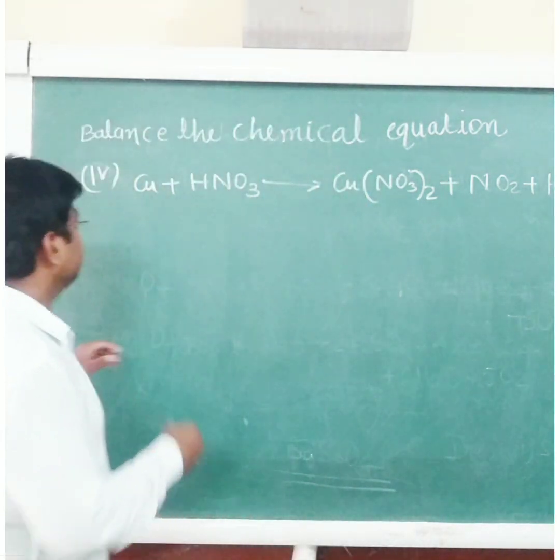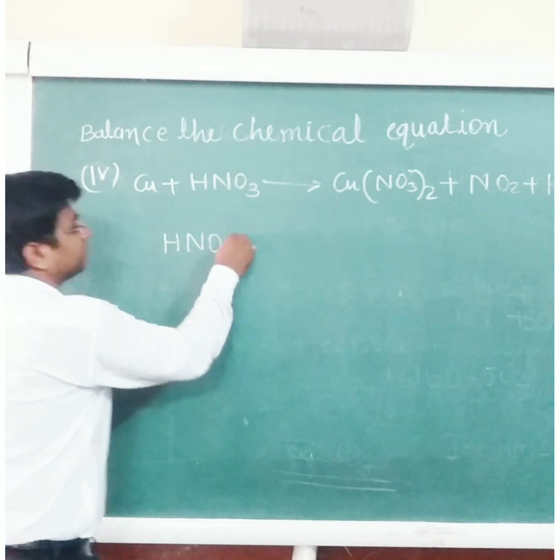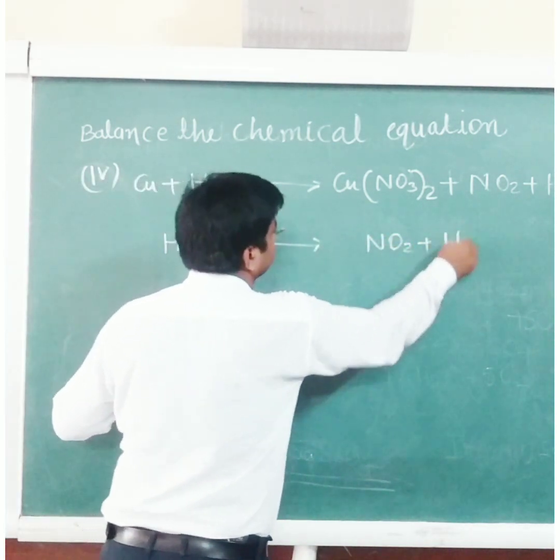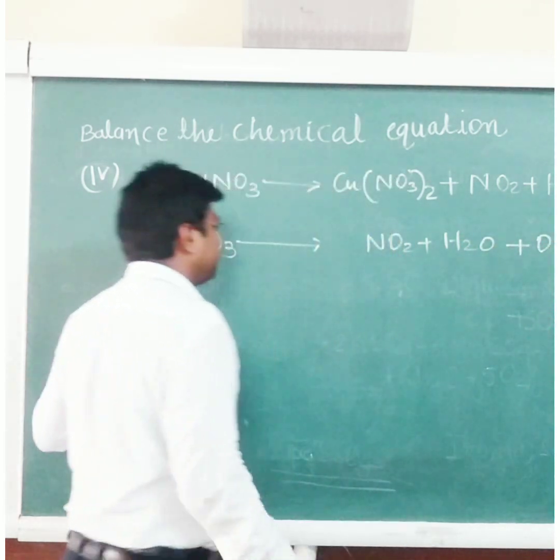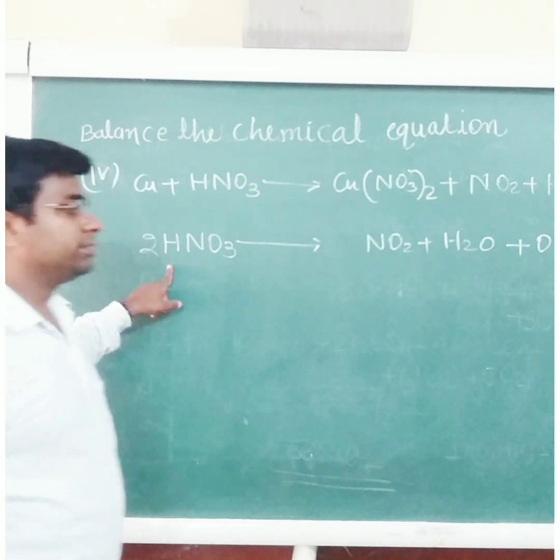Alright, like this. HNO3 is a reagent, an oxidizing agent. It will change into NO2 plus H2O plus O. So everything is balanced by multiplying. So this is equation first.